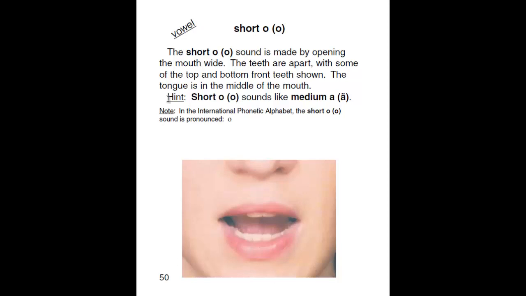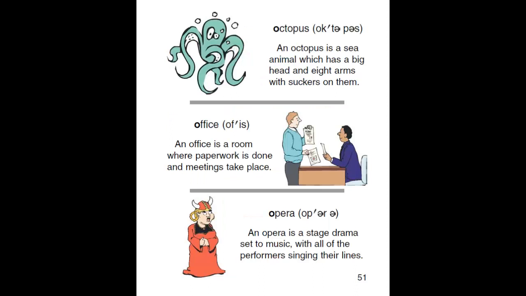Short O. The short O sound is made by opening the mouth wide. The teeth are apart with some of the top and bottom front teeth shown. The tongue is in the middle of the mouth. Octopus. Office. Opera.